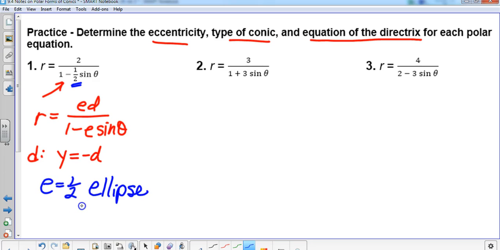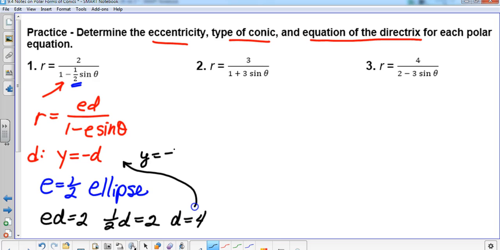Then we need to figure out what D is. Anybody have any ideas how to figure out what D is? E times D is the numerator, which is 2. You just told me E is 1/2, so when I plug that in, I have 1/2 of D equals 2. To get rid of the 1/2, you multiply by 2 on both sides, and you get D is 4. D is 4, so what is the equation of the directrix? Y equals negative 4. You cannot just tell me D is 4. You have to give me the equation of that directrix.